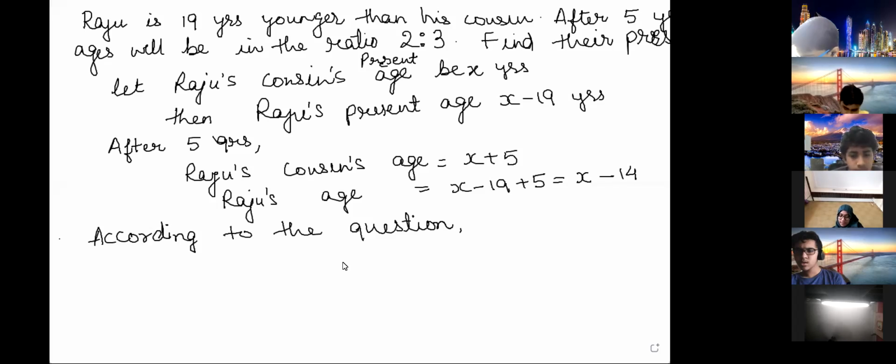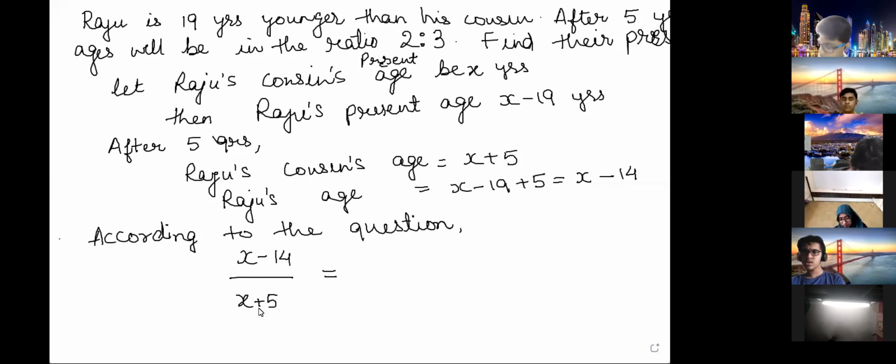According to the question, your equation, because first they have mentioned Raju, so I'll write Raju's age first, because it is given in that ratio. So what is Raju's age after 5 years? No, it is the cousin's age you told, Mudabbir. Raju's age is x minus 14. So I'll write x minus 14 in the numerator and x plus 5 in the denominator, because it is the ratio of their ages. But first they have mentioned Raju, so I'll take Raju's age. Raju's age is x minus 14 and cousin's age is x plus 5, equal to 2/3, as given in the question. Now solve this question and give me the answer in chat.